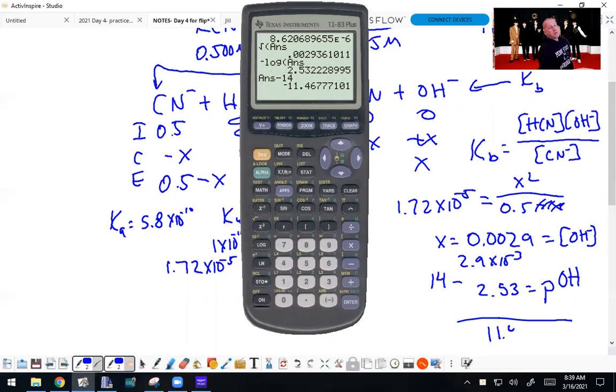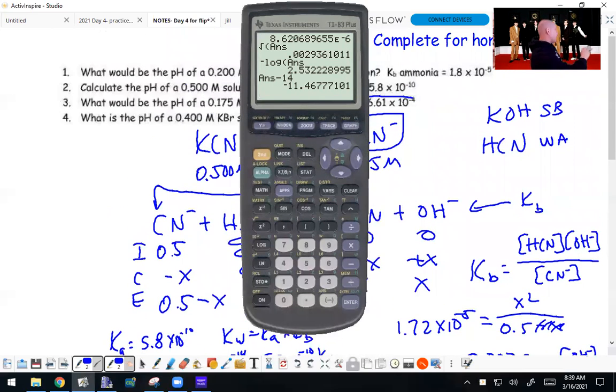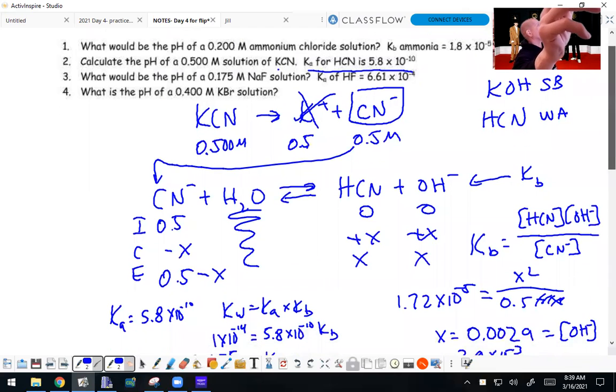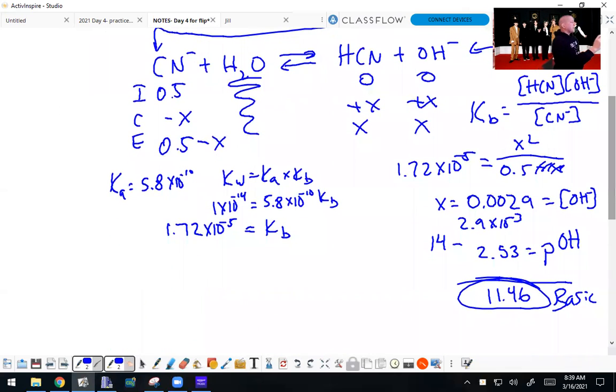And we get 11.46. So we have a leap. Notice it's a basic solution this time. Well, if we refer back to the top, if we wanted to predict just whether this was acidic, basic, or neutral, it's formed from a strong base, and so it has negligible strength on pH, but a weak acid. And so that's going to have a basic pH, its conjugate. Let's do the percent ionization again.